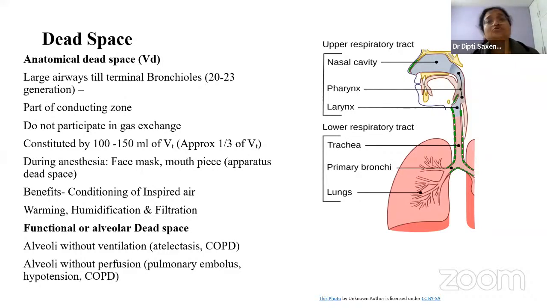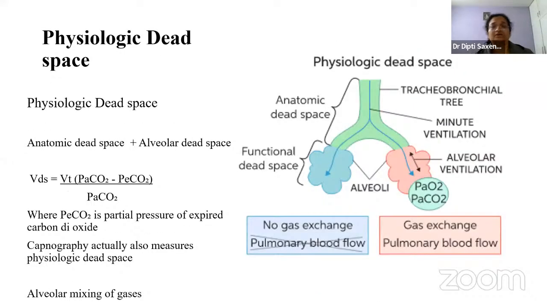Now, certain alveoli also act as dead space. Why? Because there may be some alveoli which are not getting ventilated, and some alveoli which are not getting perfused. In both the conditions, there is functional or alveolar dead space. In normal conditions, functional or alveolar dead space does not exist. But in certain diseased conditions, it does, like atelectasis, COPD, pulmonary embolism, hypotension. In all these conditions, there is a certain amount of alveolar dead space. Now we come to the important aspect of dead space, that is physiological dead space. It is nothing but the sum of the anatomic dead space and functional dead space.